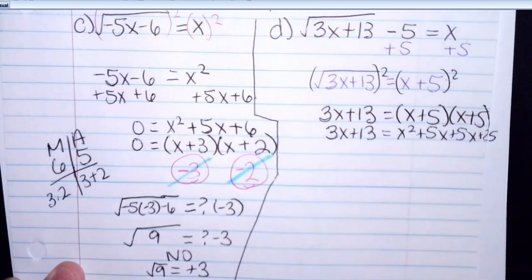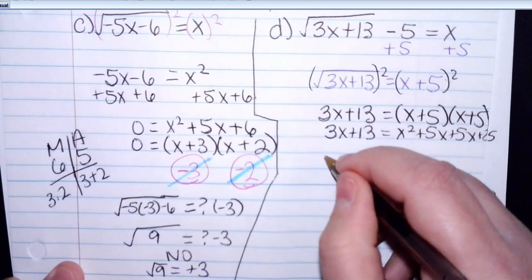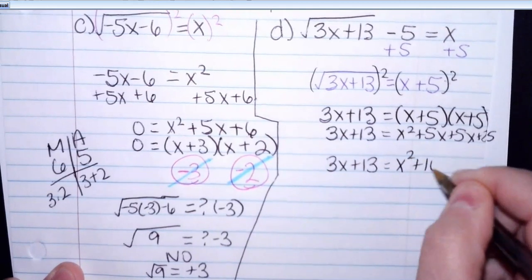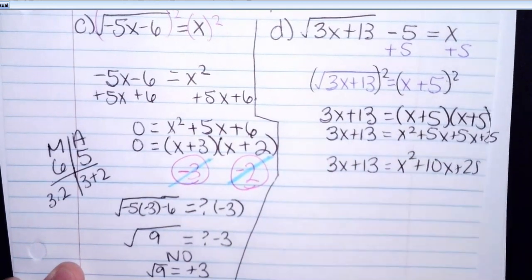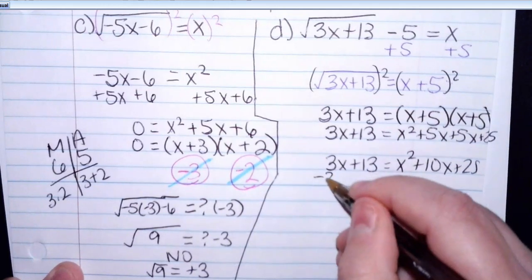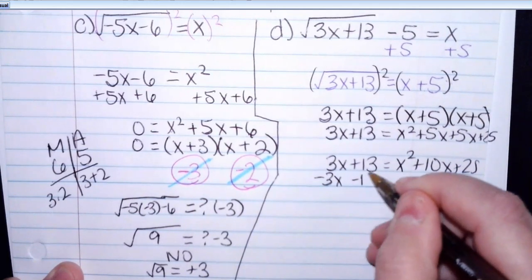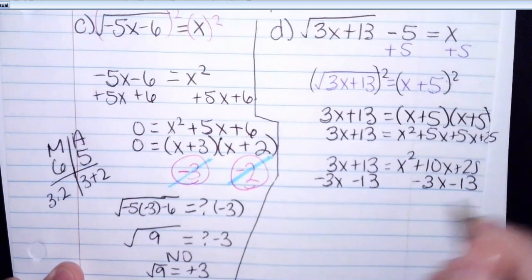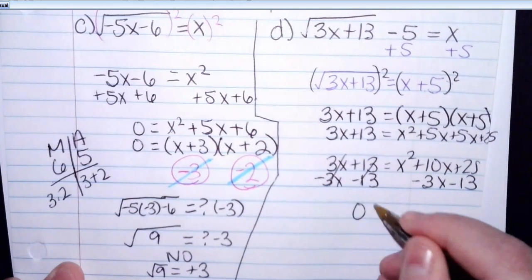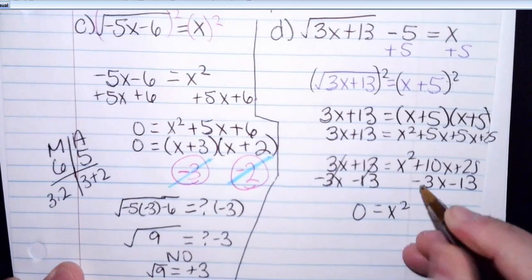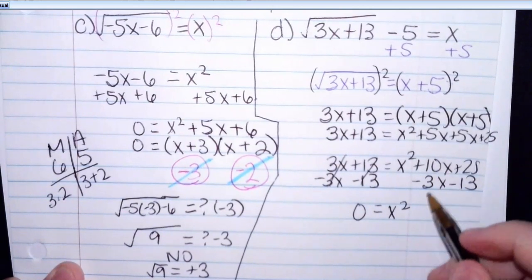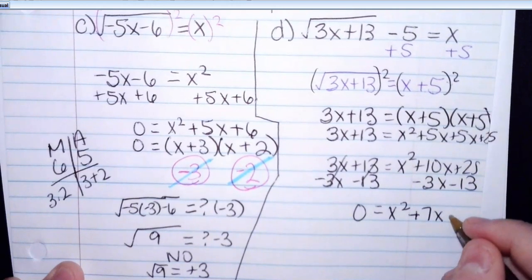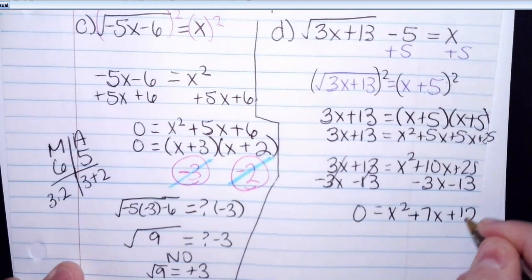Oop, I'm off the paper. Alright, so I got 3x plus 13, x squared plus 10x plus 25. Again, I would set that equal to 0. Keep your squared term positive if you want to factor. If you want to use quadratic formula, you can do whatever you want, but I'm going to try to factor because that's a little faster for me. Let's see. 10x minus 3x, we got 7x. 25 minus 13, we've got 12.